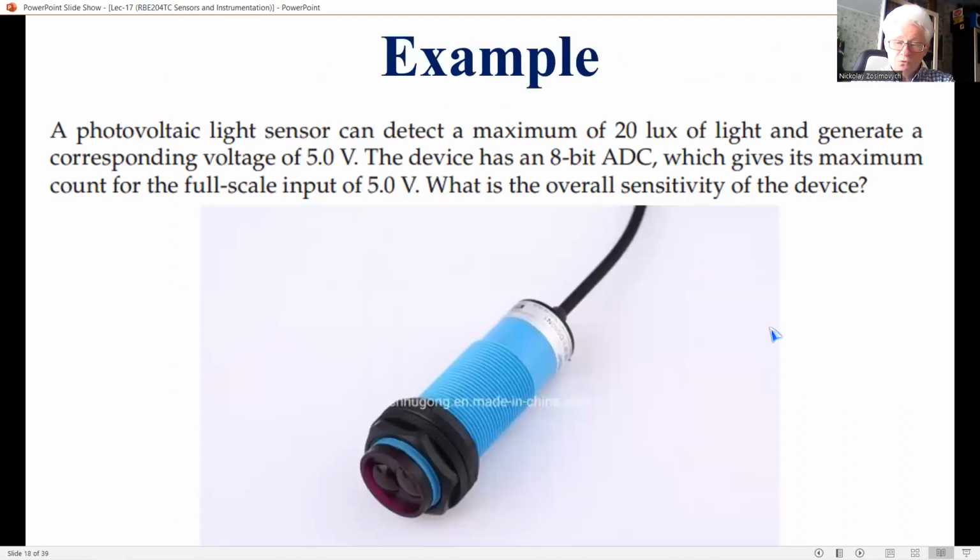Okay. Let's look at this example. Suppose we have a photovoltaic light sensor that can detect a maximum of 20 lux of light and generate a corresponding voltage of 5 volts. The device has an 8-bit ADC which gives its maximum count for the full-scale input of 5 volts. What is the overall sensitivity of the device?